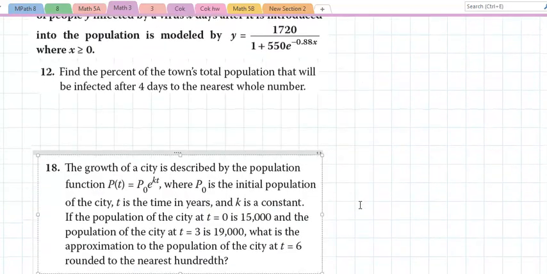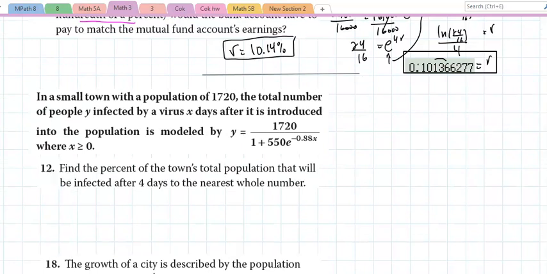How about this problem? They're giving us a formula. We don't have to come up with one. That's good. In a small town with a population of 1720, the total number of people Y infected by a virus X days after it is introduced to the population. X is the number of days. This author loves X instead of T and Y instead of P. No big deal. So this model tells you how many people will be infected by how many days. Sounds familiar nowadays? Number 12. Find the percent of the town's total population that will be infected after 4 days.